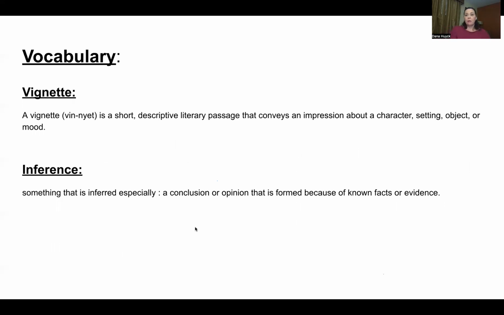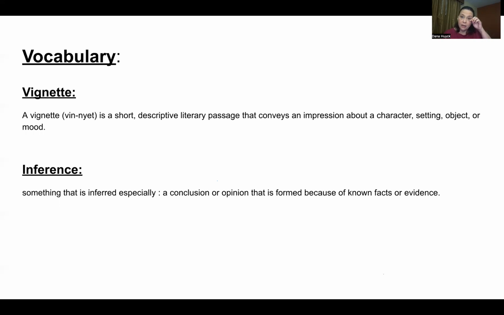Okay, so some vocabulary words that I've used that I want to make sure everyone understands. A vignette. A vignette is a short descriptive literary passage that conveys an impression about a character, setting, object, or mood. You can write that definition down in your writer's notebook if you need to. It would not hurt you to do that. An inference, same thing. It can be written down in your writer's notebook. Something that is inferred, especially a conclusion or opinion that is formed because of known facts or evidence. So it's an educated guess.